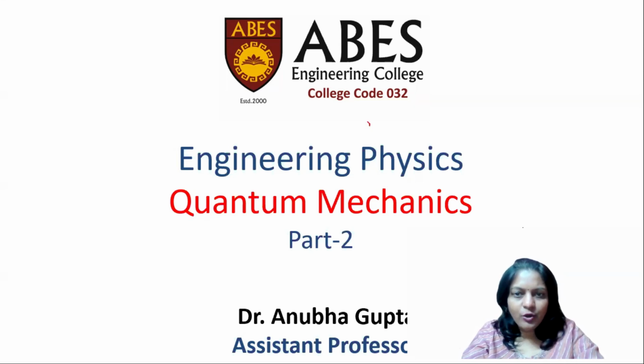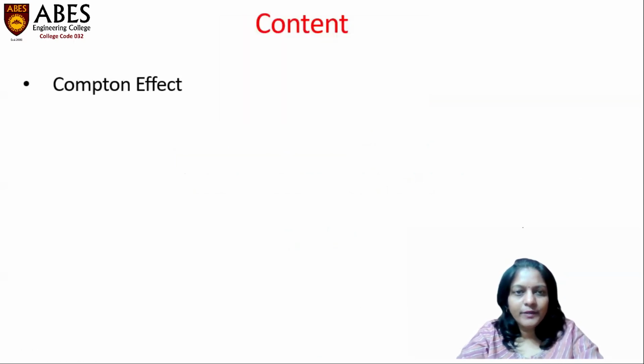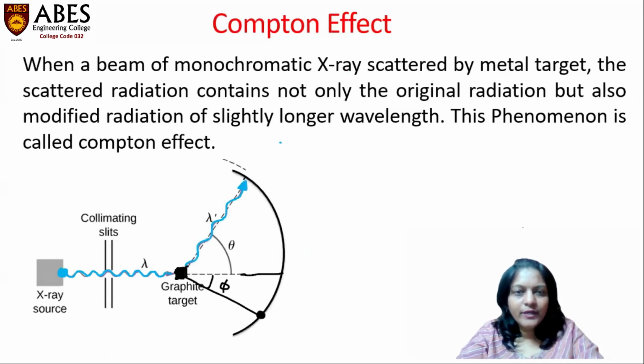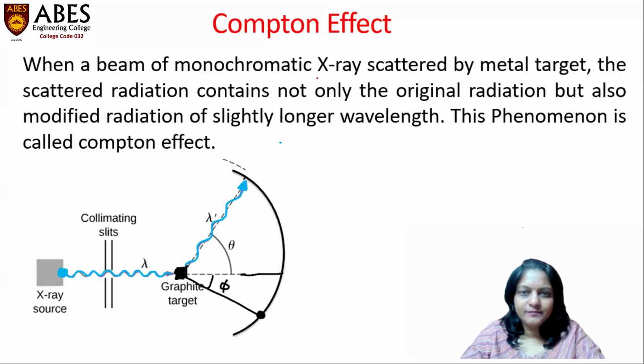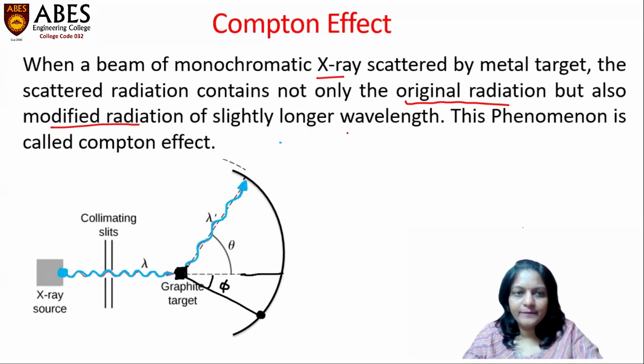In this lecture, the topic to be covered is Compton effect. So first of all, we will understand what the Compton effect is. When a beam of X-ray is scattered by a metal target, the scattered radiation contains not only the original radiation but also the modified radiation of a slightly longer wavelength. This phenomenon is called Compton effect.